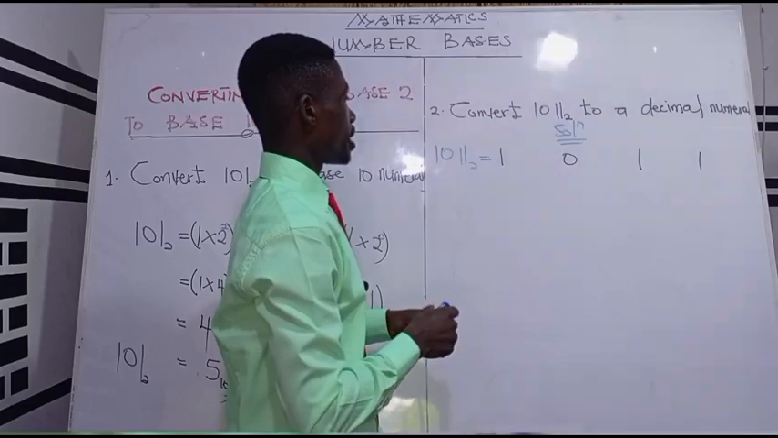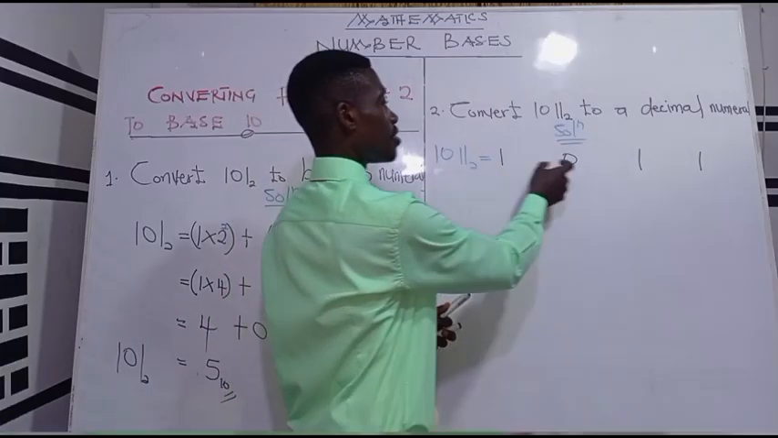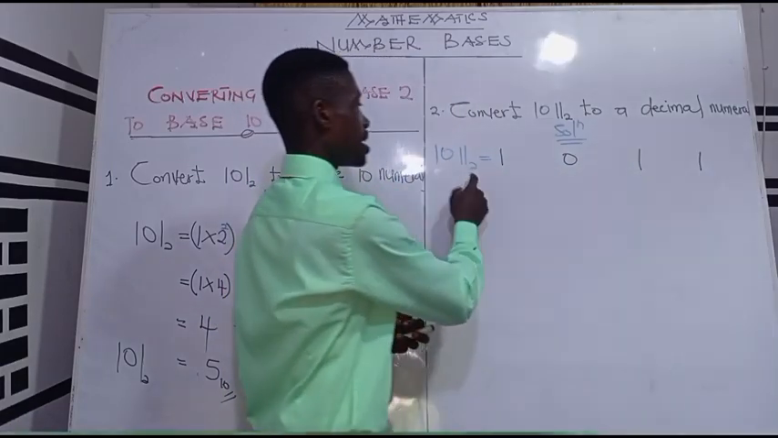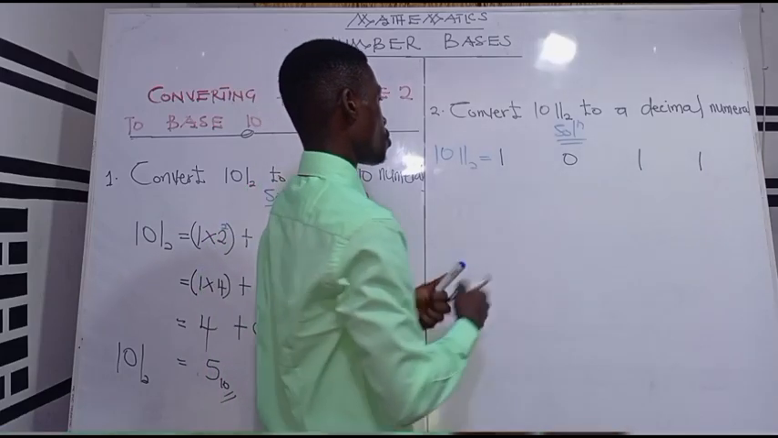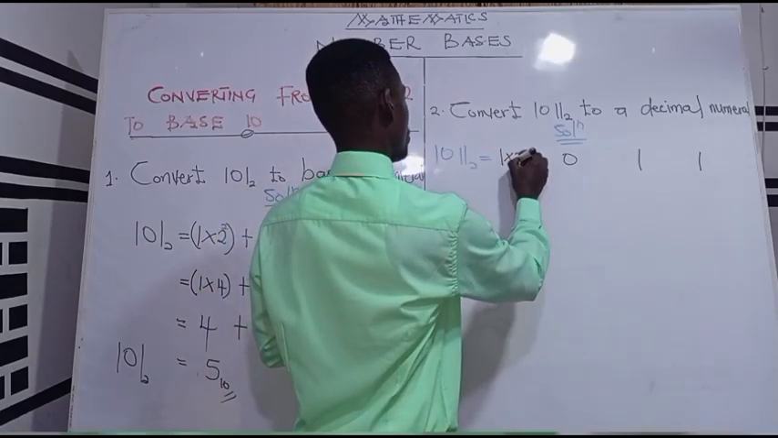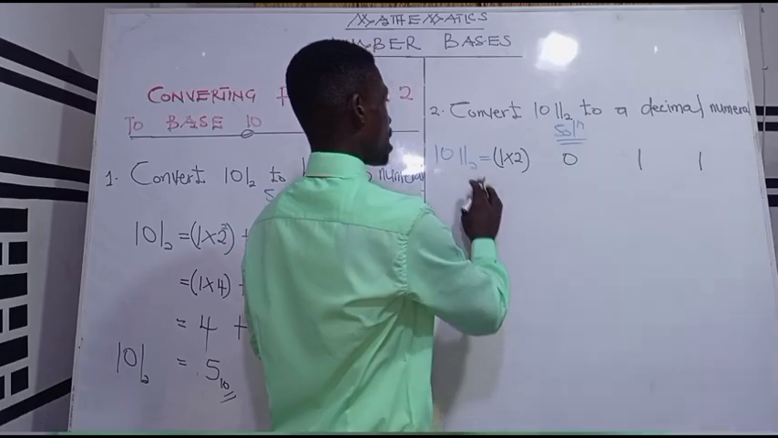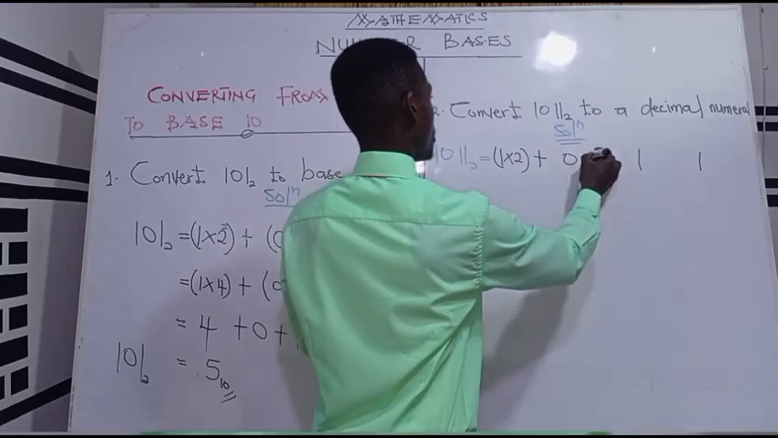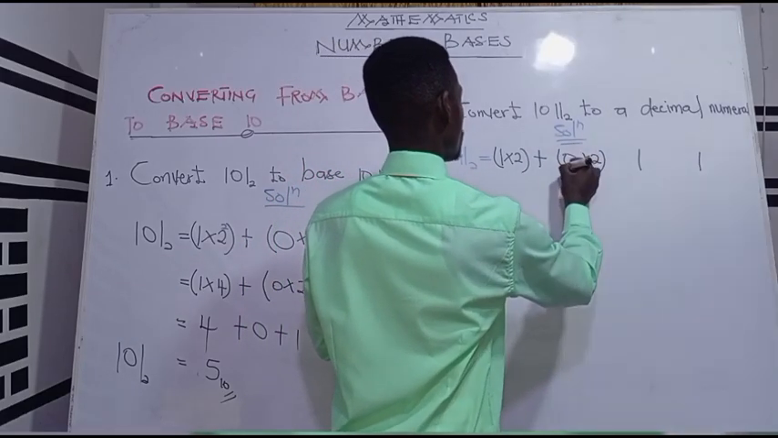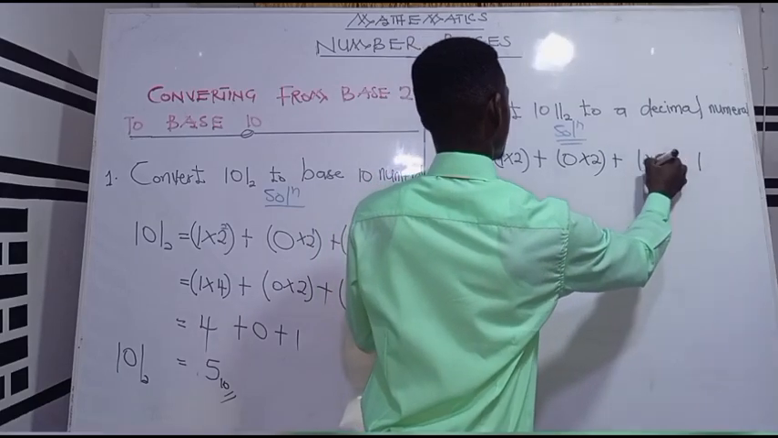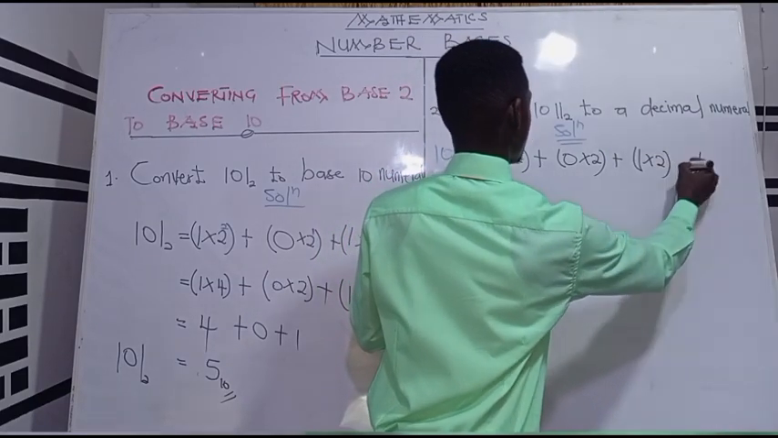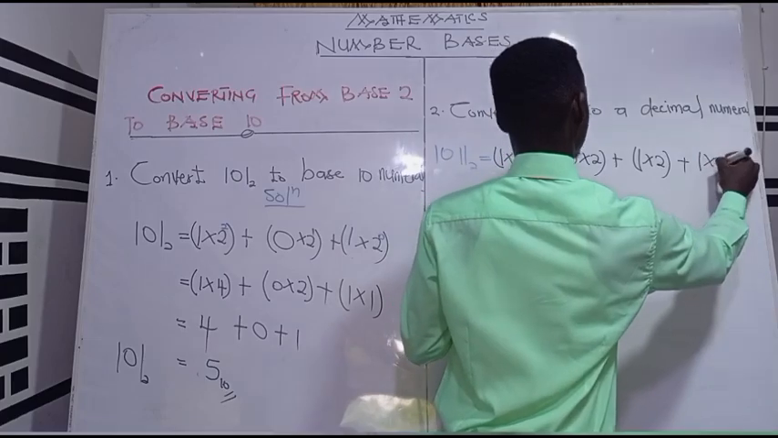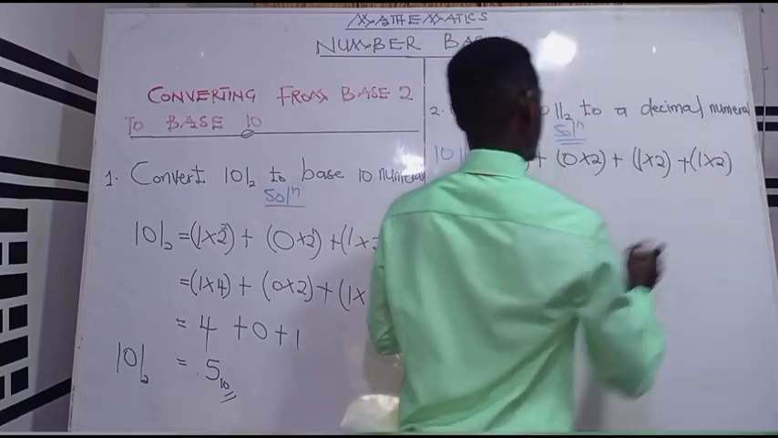Good. So the next thing is we are going to multiply each of these numbers by the base given. So the base is 2. So you multiply each of these numbers by 2 and then we sum them. Multiply each of these numbers by 2, we sum them. Multiply by 2, we sum them. Multiply by 2, we sum them.